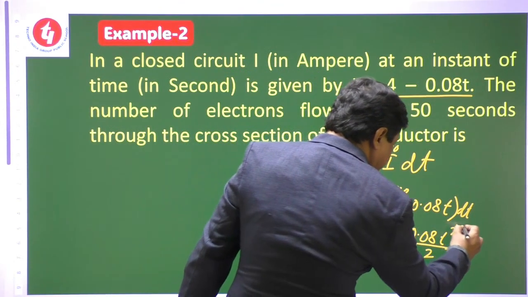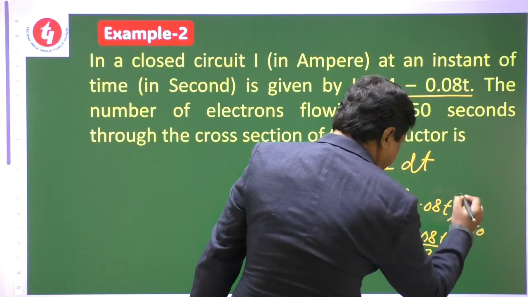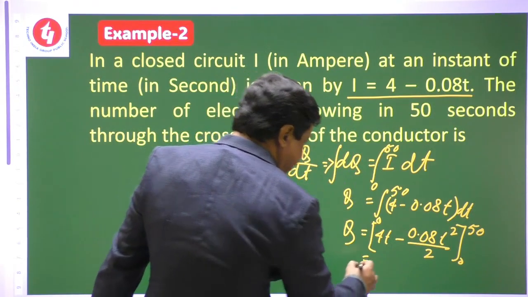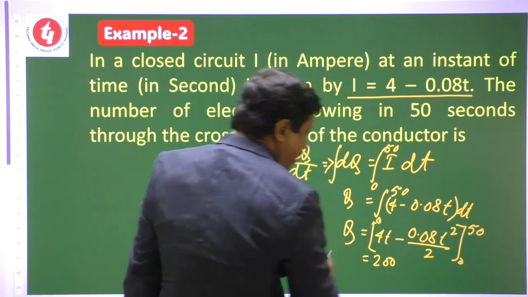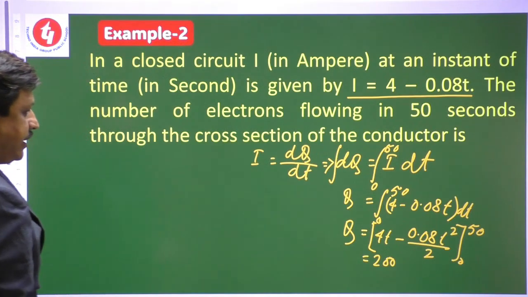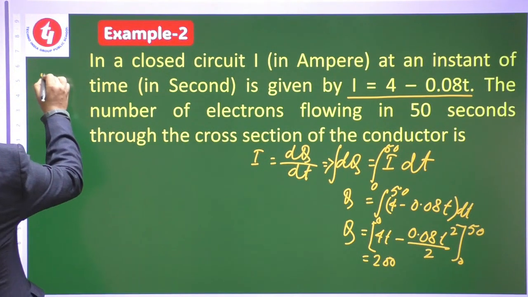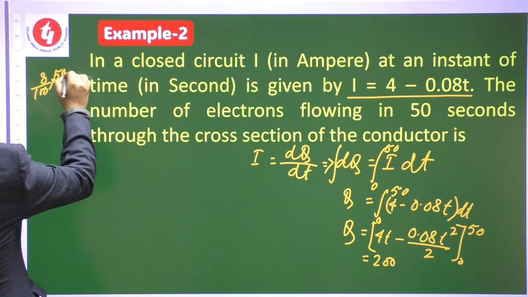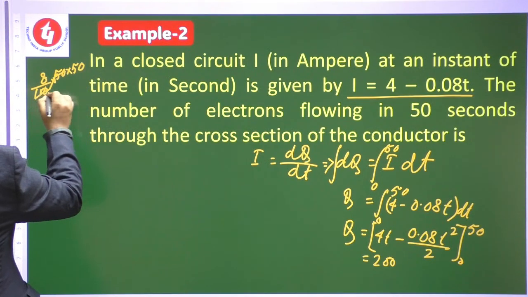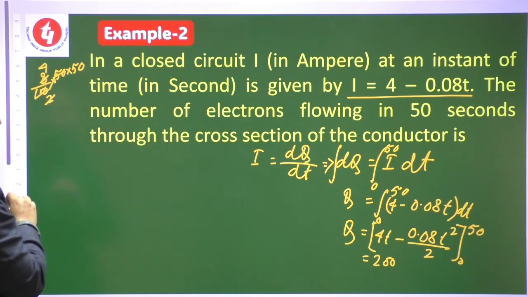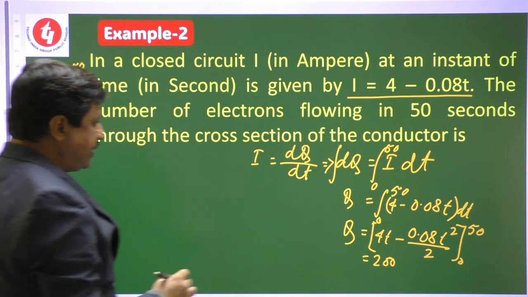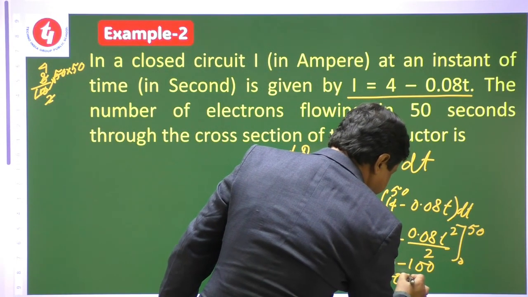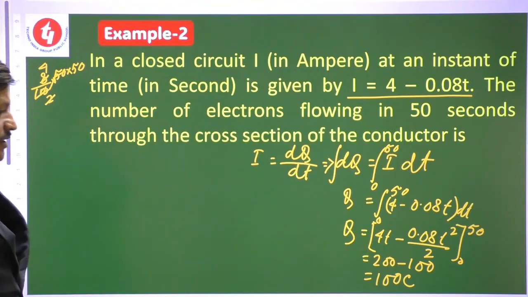So if you put the value t equals 50, then 4 into 50 is 200, right? And 0.08 into t square, that is 8 by 100 into 50 square, 50 into 50, that is 200. 200 by 2 is 100, right? That means 100 coulomb. The charge flow through the conductor is 100 coulomb.